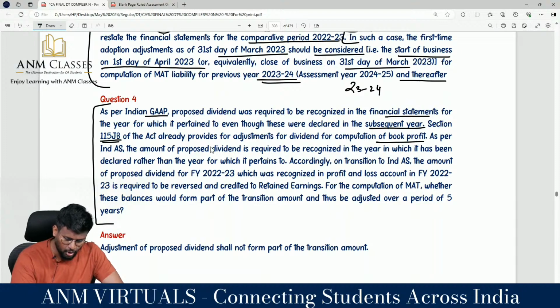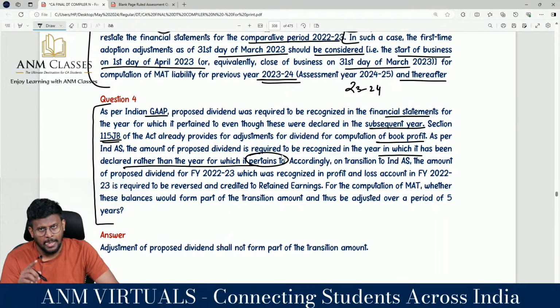As per Ind AS, amount of proposed dividend is required to be recognized in the year in which it has been declared rather than the year for which it pertains to. கண்டிப்பா லாஸ்ட் இயரோட டிவிடெண்ட் ப்ரப்போஸ் பண்ணுறது கரண்ட் இயரில் இருக்கும். அப்போ கரண்ட் இயர் P&L வந்தால் போதும். ஆஸ் பர் Ind AS லாஸ்ட் இயரில் வர வேண்டிய அவசியம் இல்லை.